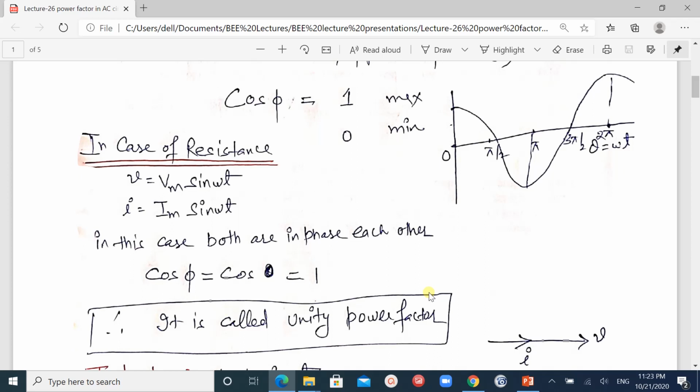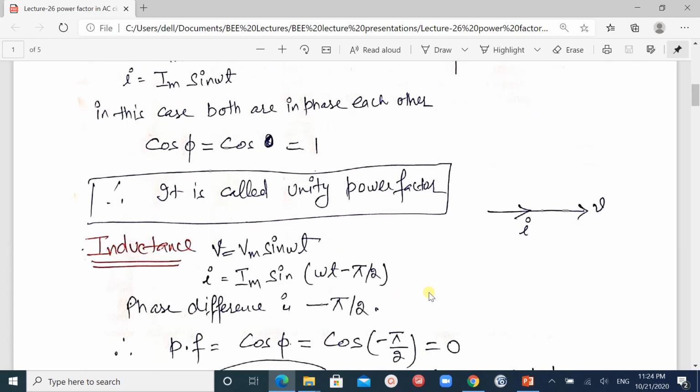We know in case of resistance, V is equal to Vm sin omega t and I is equal to Im sin omega t, and both voltage and current are in phase with each other. The phi angle is 0, so cos phi is equal to 1. So whenever you are asked the question what is the power factor of a resistive circuit, the answer is that the power factor is 1 or unity. It is always asked in the entrance exams.